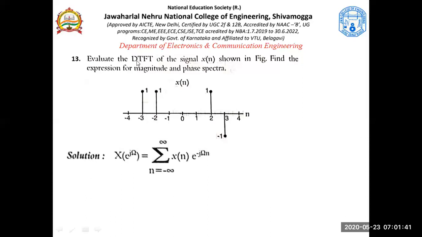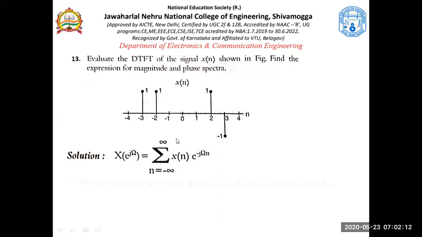As usual, the DTFT equation is considered. X of n is the discrete time domain signal that is given, and the frequency domain signal of this x of n is X of e power j omega, which is also called the spectrum of x of n, which gives the frequency information of the given signal.